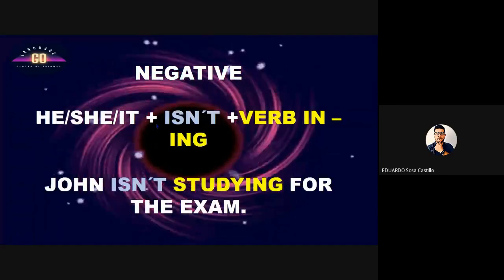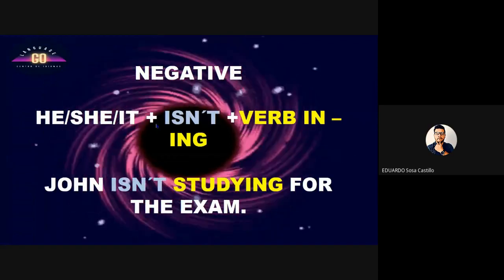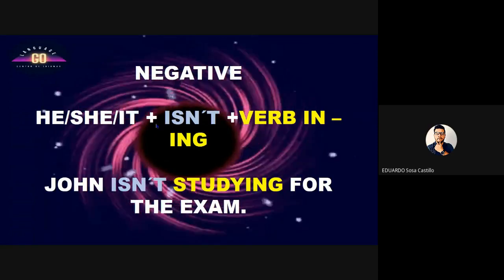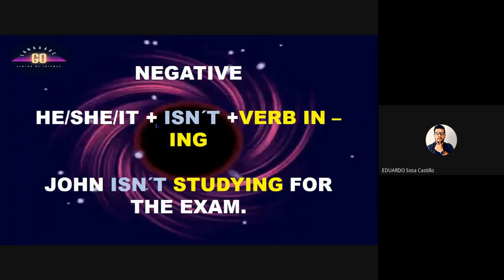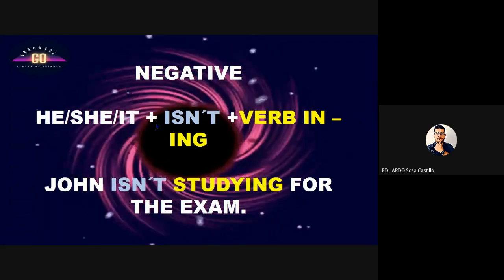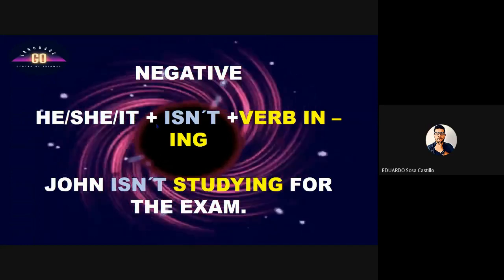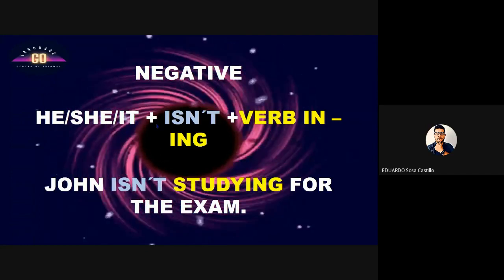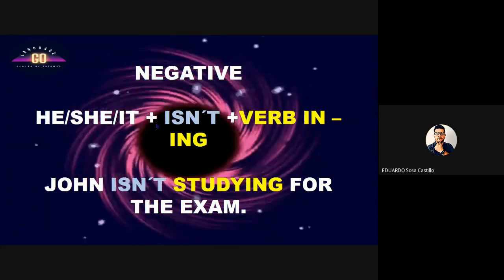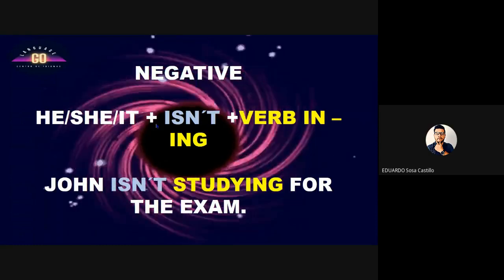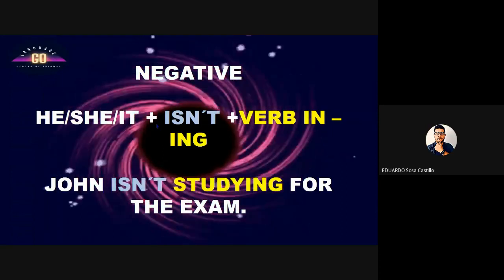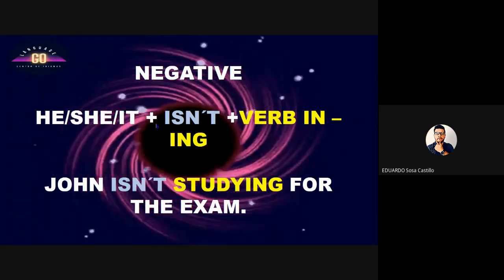That's correct. And here we have another negative sentence. It says he is, she is, or it. But now, instead of using is, we're going to use the negative form isn't. So you have two options, Jesus and Mariana. You can say isn't or is not. Whatever you prefer is okay because there is no change. If you prefer to say isn't, that's okay. Or if you prefer is not, that's perfect.